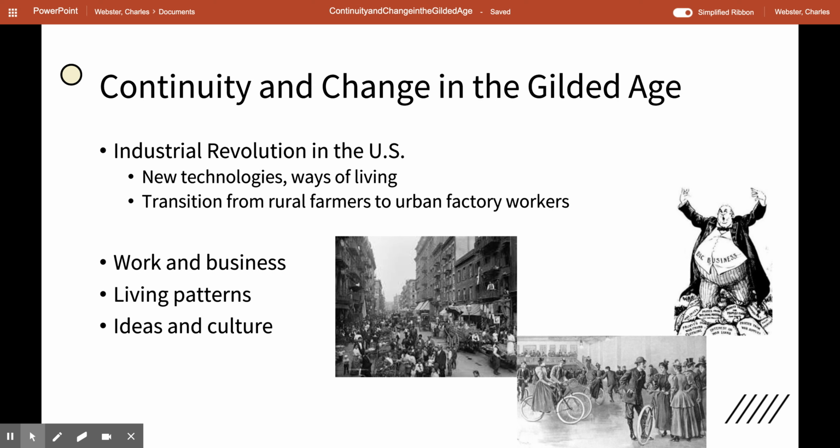And I'm also curious about the extent to which these changes in work and living patterns affected the major ideas and culture of the time. Did people's beliefs about society change much during the Gilded Age? Or was the culture of the United States at the end of the 19th century pretty much the same as it was at the end of the Civil War? So let's take a look at the major trends in each of these areas at the beginning and the end of this time period.